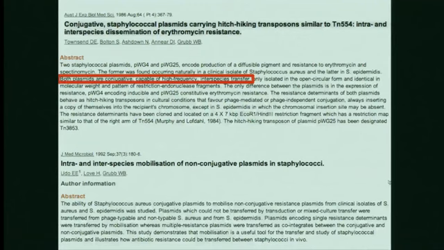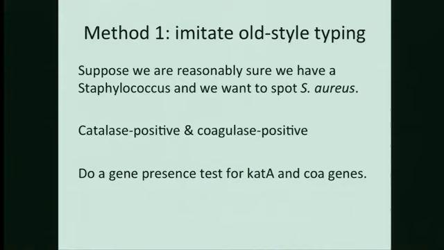So, okay, what did I do? The first thing I tried was just imitate the microbiologists. So the standard thing, if you read a medical textbook, is if you're trying to classify a staphylococcus, you do a catalase test and you do a coagulase test and see if it's positive for both of them. So catalase and coagulase are produced by genes. I ought to be able to just do a gene presence test for those two. So I look for the genes that create those two things.